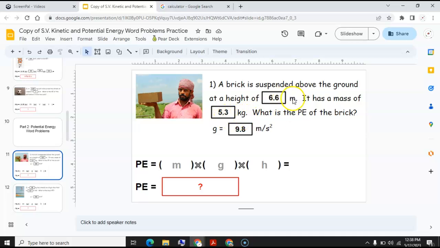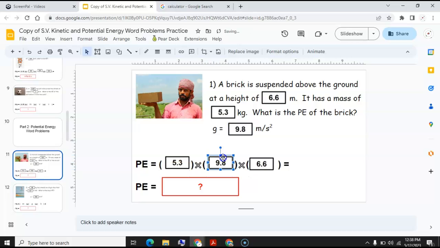Now, some people will see this m and think, oh, I'm just going to drop that here. Remember that when the letter comes after the number, it is meters. So that m is meters, so that's not the correct one. Meters is used for height. So the 6.6 will go here. The mass is 5.3, because there's a kilograms after it. So that goes here, and then we plug in the 9.8. So all we've got to do now is calculate to solve.